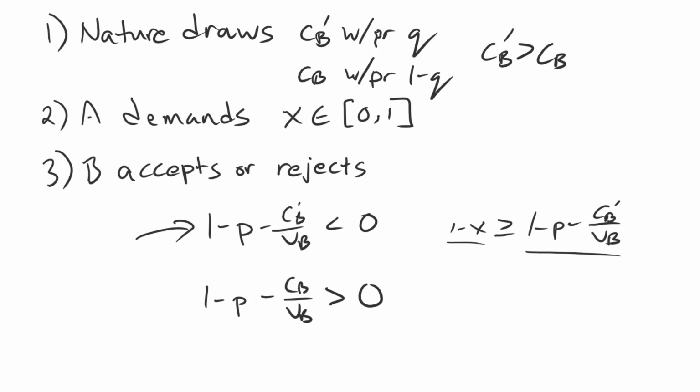The low cost type is not as easygoing. It also receives 1 minus X as its payoff for accepting, but its war payoff of 1 minus P minus CB over VB is a positive quantity, as we assumed here. So when we solve for X, X has to be less than or equal to P plus CB over VB for the low cost type to accept. It is willing to reject some demands if those demands are too large. So we now have figured out what each type of B is going to do. Let's use that information and think about the different types of X's that A can choose from and figure out which of those is optimal for it.